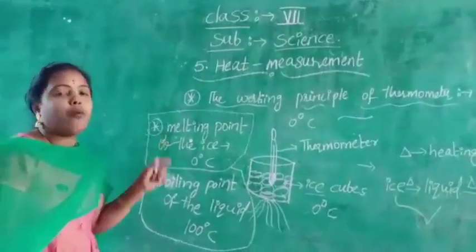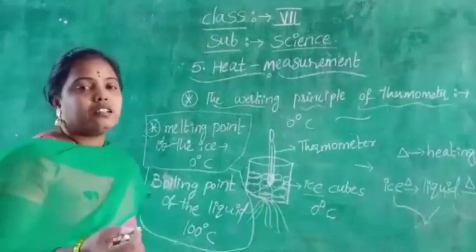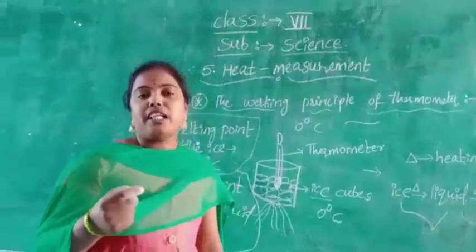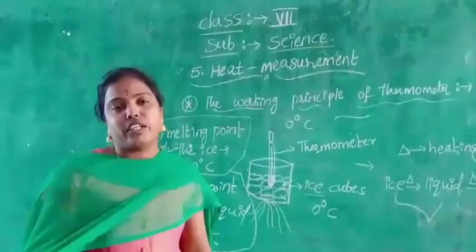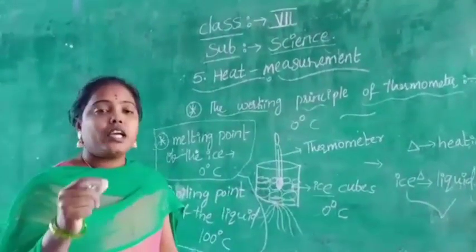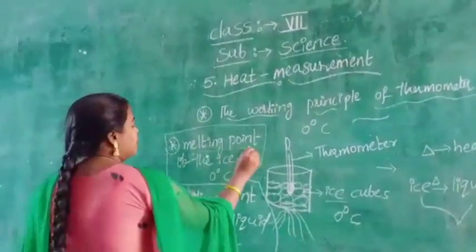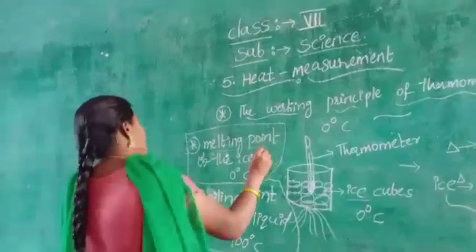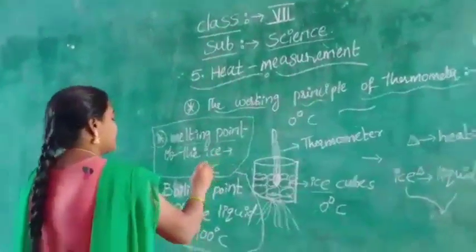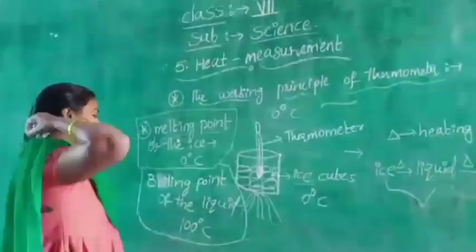At which point ice is converted into liquid, that is called the melting point. The melting point of the ice is 0 degrees centigrade.